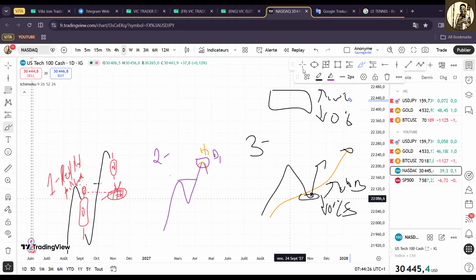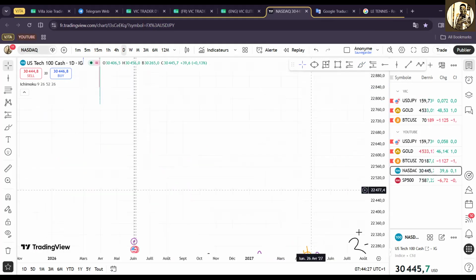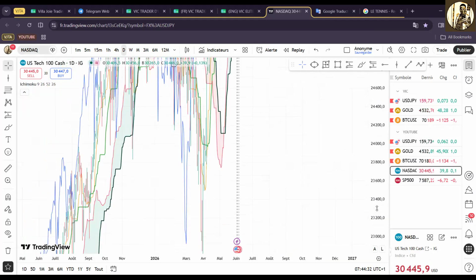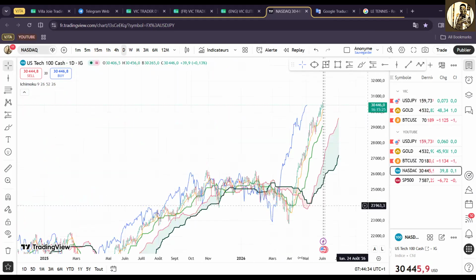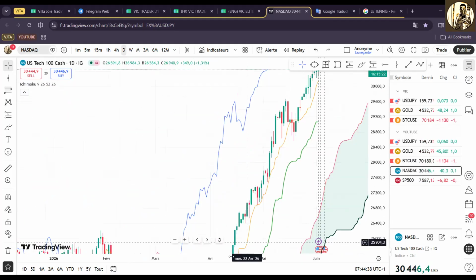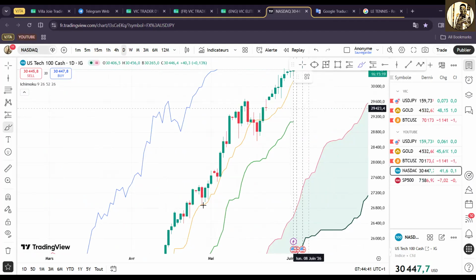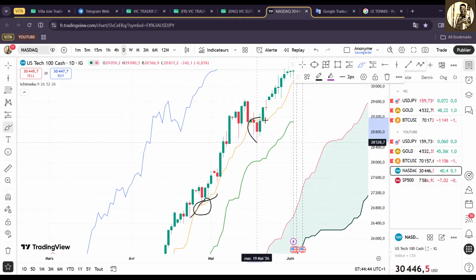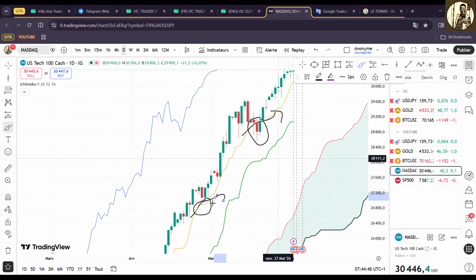And each Ishimoku line has that property. Every Ishimoku line has that property. For example, you see here, Tenkan was bending to the upside. Tenkan is also bent to the upside here. All Ishimoku lines have that property.